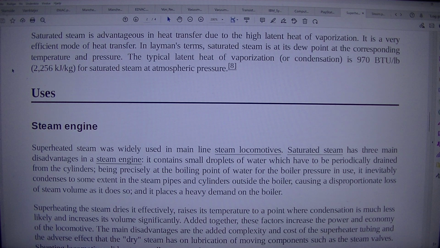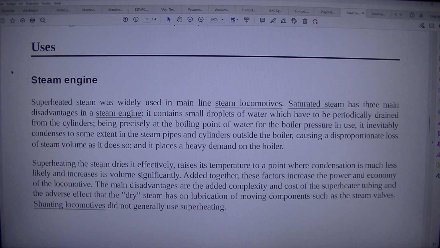Uses. Steam engine. Superheated steam was widely used in mainline steam locomotives. Saturated steam has three main disadvantages in a steam engine. It contains small droplets of water which have to be periodically drained from the cylinders, being precisely at the boiling point of water for the boiler pressure in use. It inevitably condenses to some extent in the steam pipes and cylinders outside the boiler, causing a disproportionate loss of steam volume as it does so, and it places a heavy demand on the boiler.